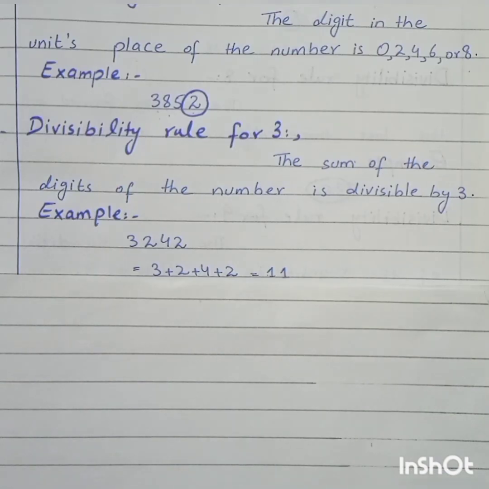The next rule for 3: the sum of the digits of the number is divisible by 3. The number is 3242. When we sum 3 plus 2 plus 4 plus 2, we obtain the number 11, and 11 is not divisible by 3. This number is not divisible by 3.